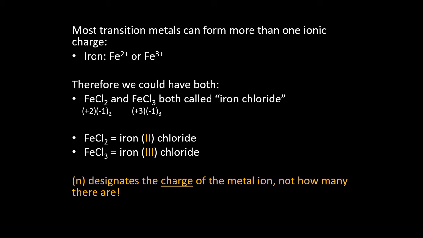So iron, for example, can be +2, or iron can be +3. And it is perfectly happy to be one or the other. It's not like 99% of the iron is +3 and only 1% is +2. No, it's perfectly fine to be either way. It doesn't really care. And so iron +2 and iron +3 can both react with chlorine.